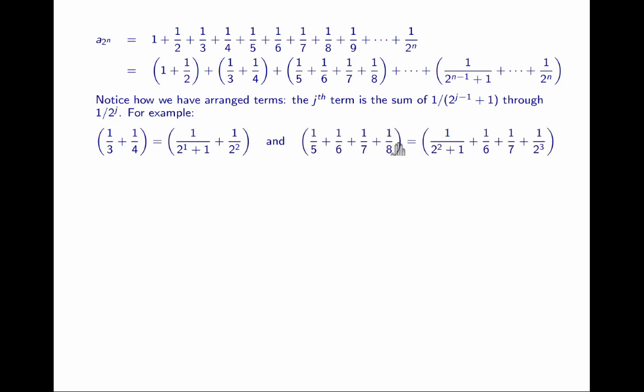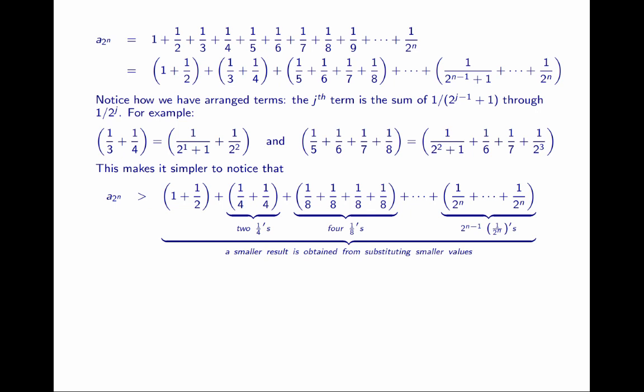Consider the third term. I'm going to add from 1 over 2 to the 3 minus 1, in other words, 2 squared plus 1, that's 5, 1 over 5, plus a sixth plus a seventh, and because it's the third term, I'm going to end at 1 over 2 to the third power. And so that's this term. And so I'm going to split the terms in this way. So notice the length of this term is 2 numbers. The length of this term is 4 numbers. The next term would have 8 numbers. The one after that would have 16 numbers, and so forth.